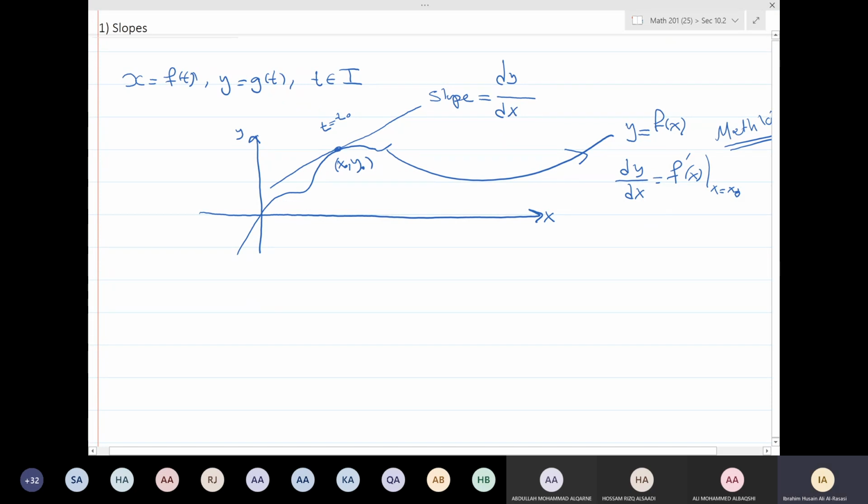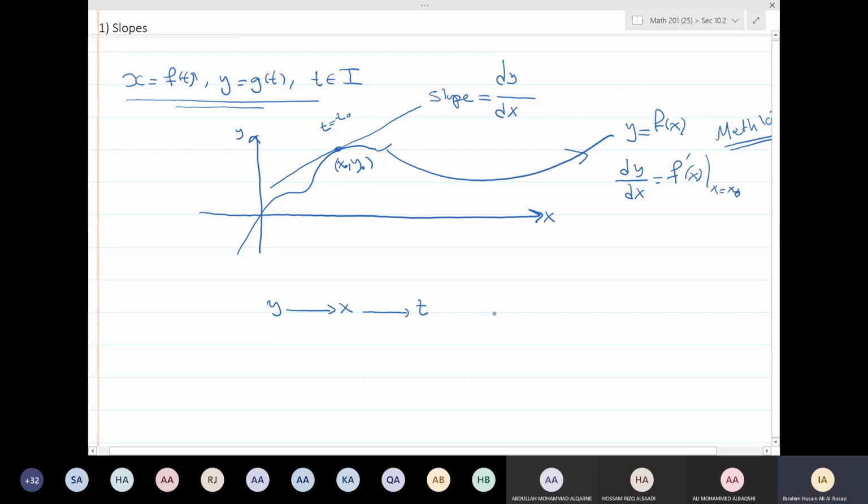It is described by parametric equations. So how do we find dy/dx in this case? Here we make an assumption that y is a function of x. We assume we can write y as a function of x. But here x equals a function of t, so x is also a function of t.